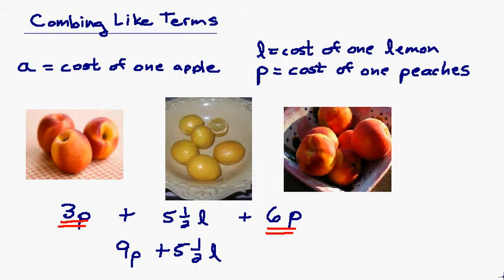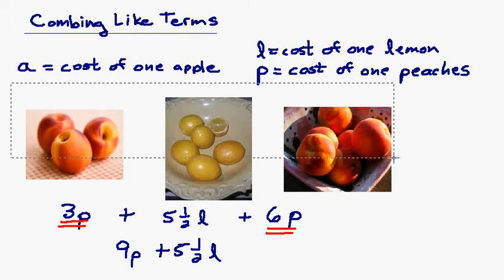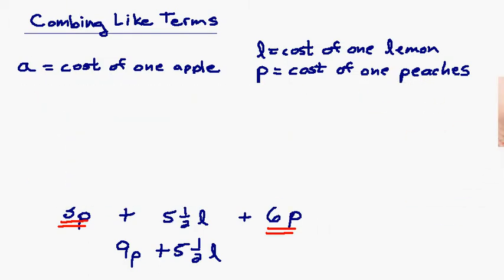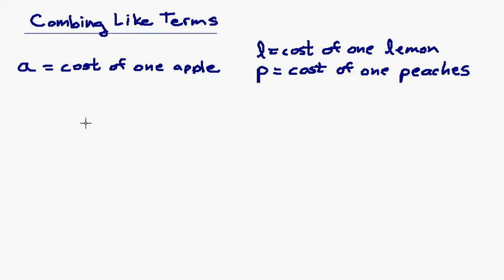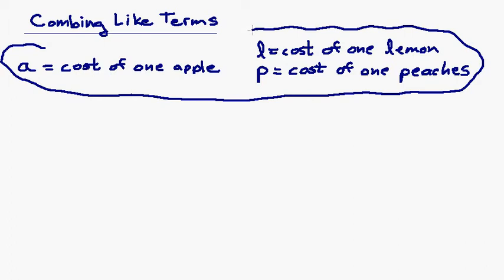Alright, let's try one that doesn't have any fruit. Let me move this stuff over here just in case I want to use it again. I won't lose it. Let's put this A, L, and P off to the side for a minute. We might use this again, but let's just forget about that for a second.